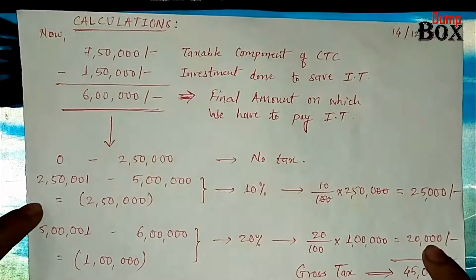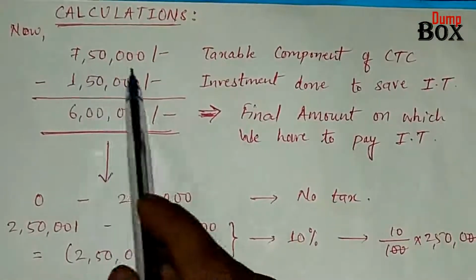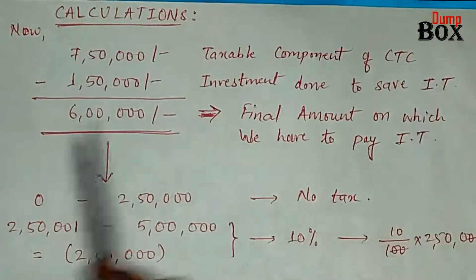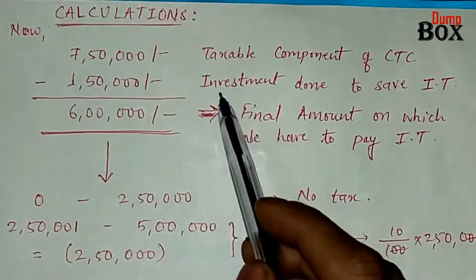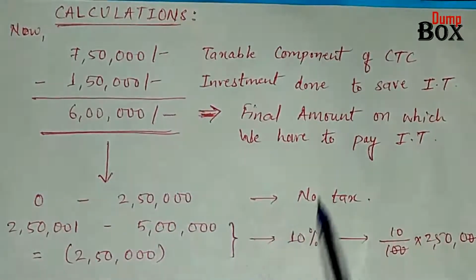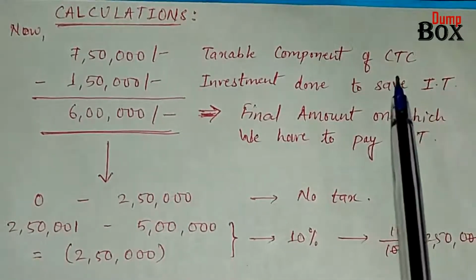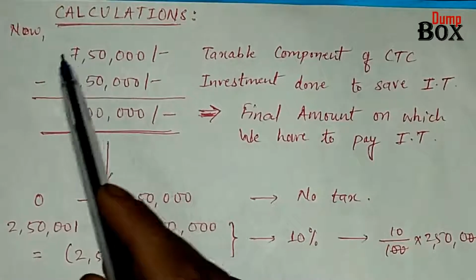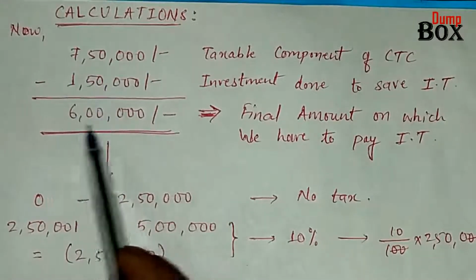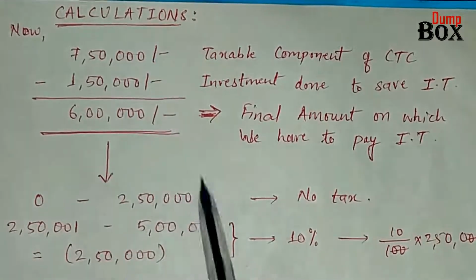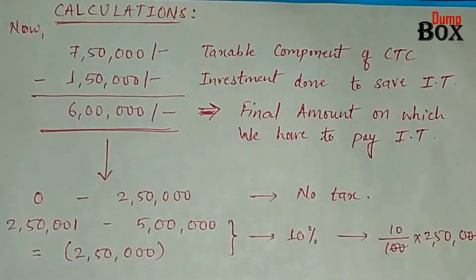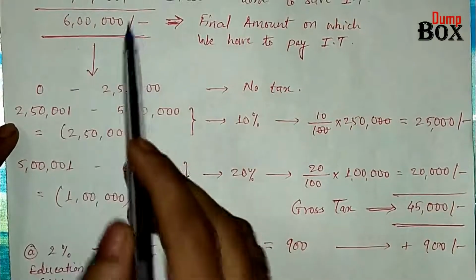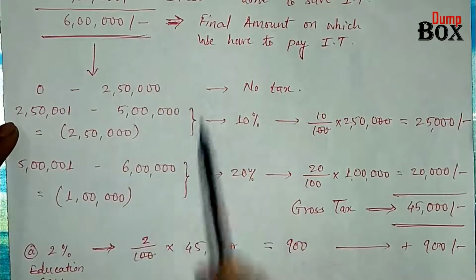This is the calculation part. Here you can see 7.5 lakh is the taxable component of the CTC. Plus, assume we have done investment up to 1.5 lakh, using which we will save our tax. So the final 7.5 lakh minus 1.5 lakh, the final amount is 6 lakh. Now this is the amount which will be used to check which slab we fall into. So we have to pay income tax on this 6 lakh.